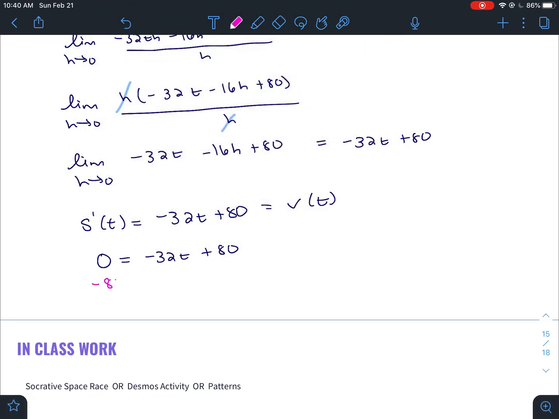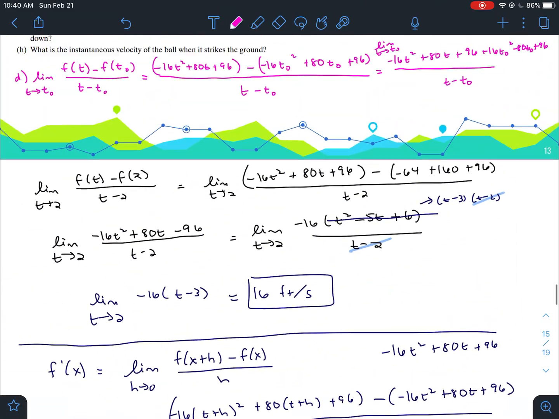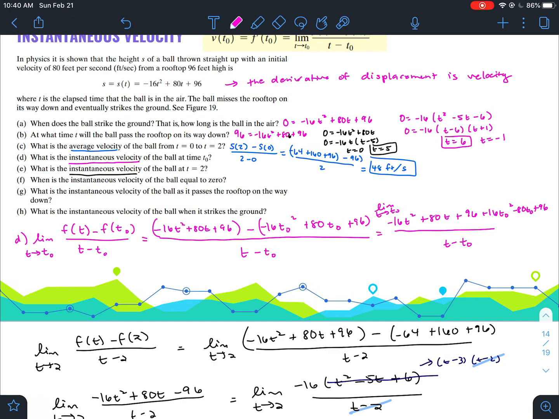So we would subtract the 80 from both sides, and then divide both sides by negative 32. And so that would be 40 over 16, which is 20 over 8, which is 10 over 4, which is 5 over 2, so 2.5 seconds. So the velocity of the ball is going to be 0 at 2.5 seconds. That's also when the parabola is at its vertex.